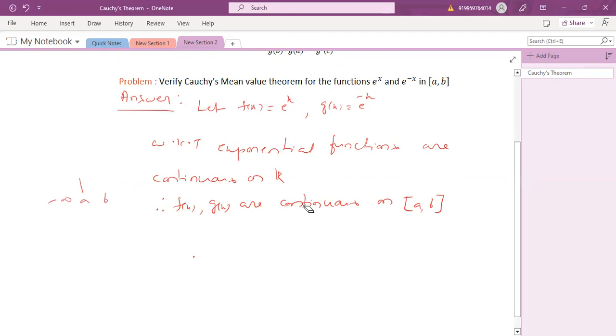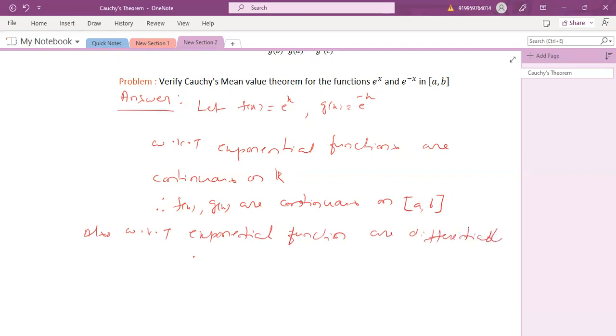So next, continuity, first condition verification is over. Second condition: also we know that exponential functions are differentiable on R.